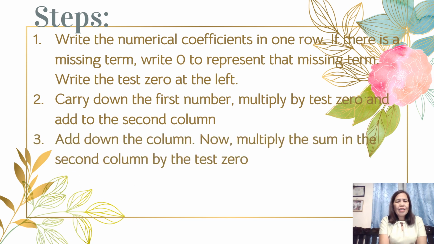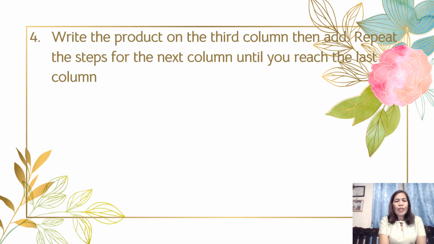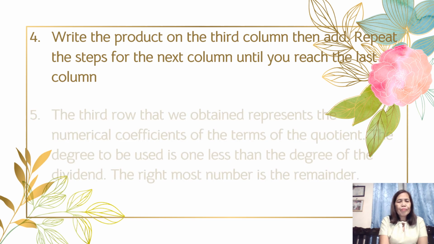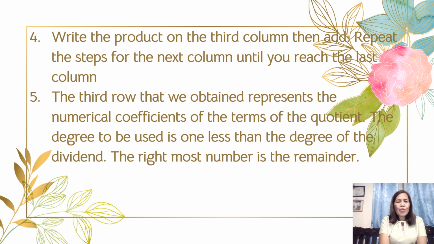Third, add down the column. Now multiply the sum in the second column by the test 0. Fourth, write the product of the third column, then add. Repeat the steps for the next column until you reach the last column. Fifth, the third row that we obtained represents the numerical coefficients of the terms in the quotient. The degree to be used is 1 less than the degree of the dividend. The rightmost number is the remainder.